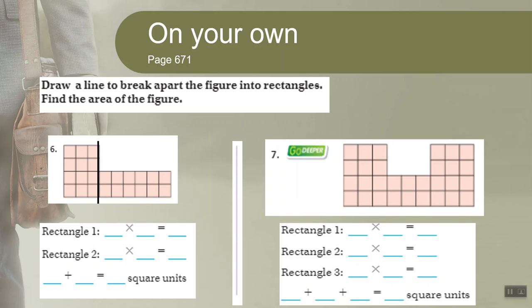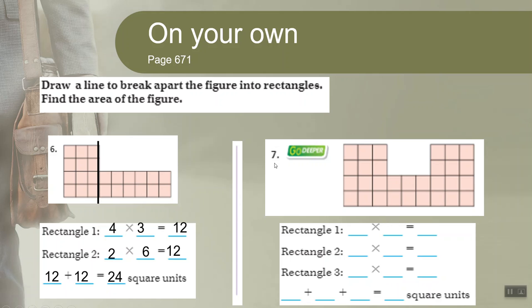Okay, for number 6, I draw a vertical line to divide it into two rectangles. Rectangle number 1. Now the length of rectangle number 1 is 4 and the width is 3. Now 4 times 3 equals 12. Now what about rectangle number 2? The length is 2 and the width is 6. So 2 times 6 equals 12. Now to find the area of the figure, we will add the area of rectangle number 1 and rectangle number 2. So 12 plus 12 equals 24 square units.